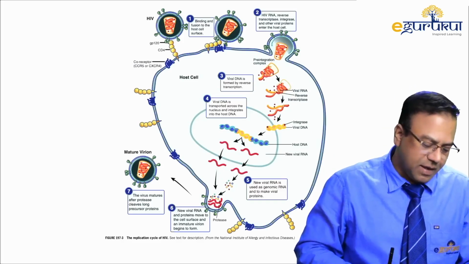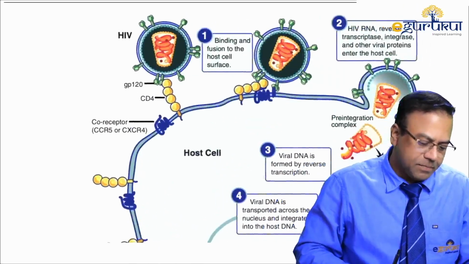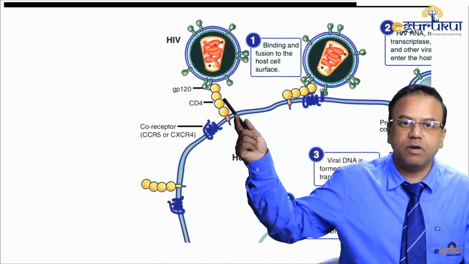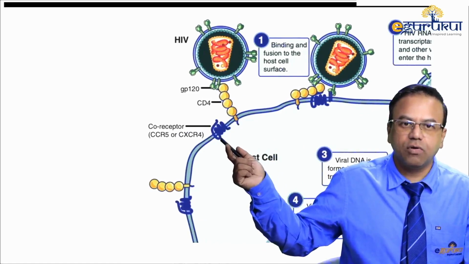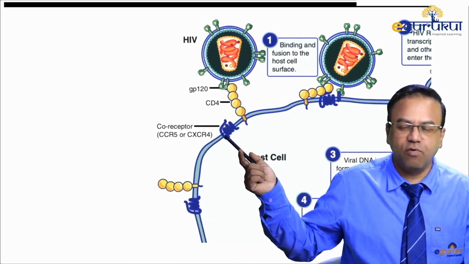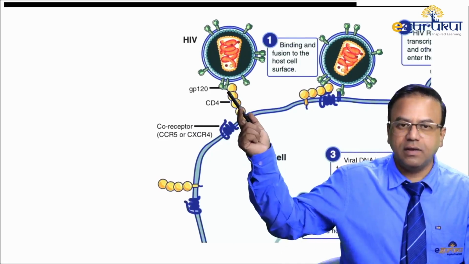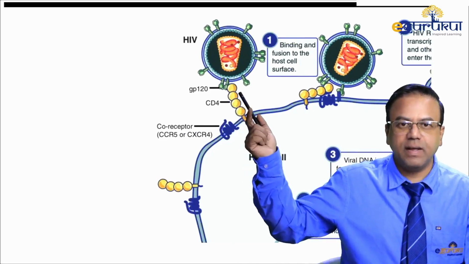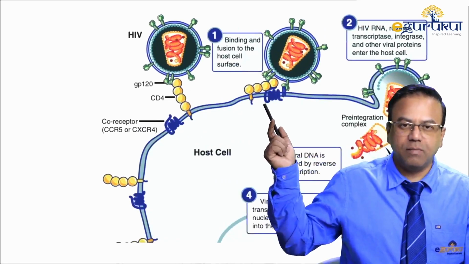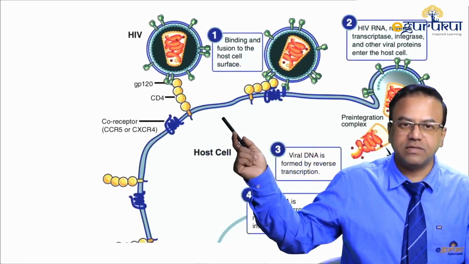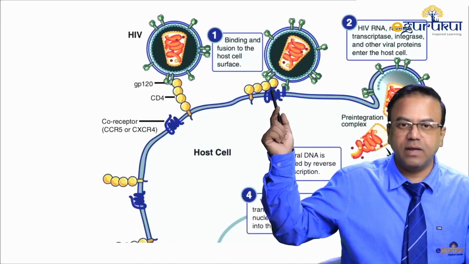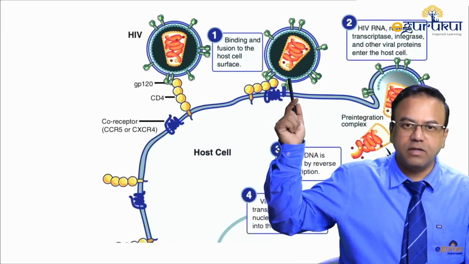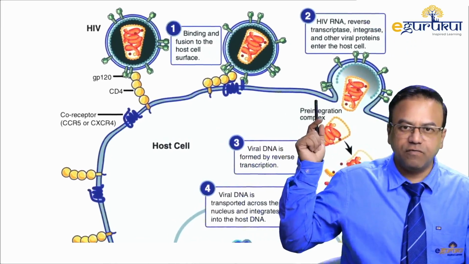So you can see here, there's another diagram explaining the same thing. It's the same stuff. You can see the GP120 attaching to the CD4. The co-receptor CCR5 or CXCR4 plays a role in the conformational change in the GP120. Once these two come into contact, the CD4 and the CCR5 to the GP120, the GP41's job begins. The GP41 allows for the fusion to form.